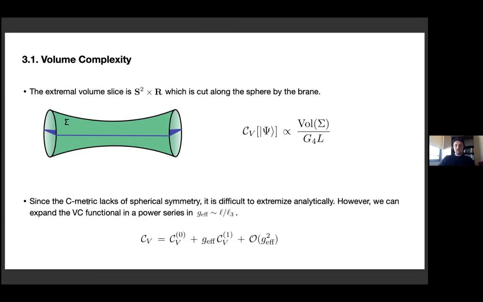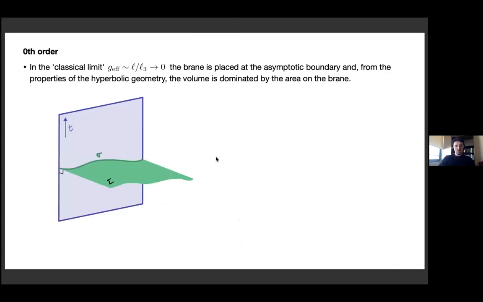In particular, since the AdS4 metric lacks spherical symmetry, it is difficult to extremize and find the exact Einstein-Rosen bridge analytically. So what we did in the paper was to expand the volume complexity functional in a power series in this effective coupling. So this means just expanding the extremization problem in the effective coupling and extremizing order by order in the effective coupling. So to leading order, this means taking the effective coupling to 0. Remember that this is just getting rid of the three-dimensional CFT and just staying with the defect description, which from the brane perspective gives you the BTZ black hole.